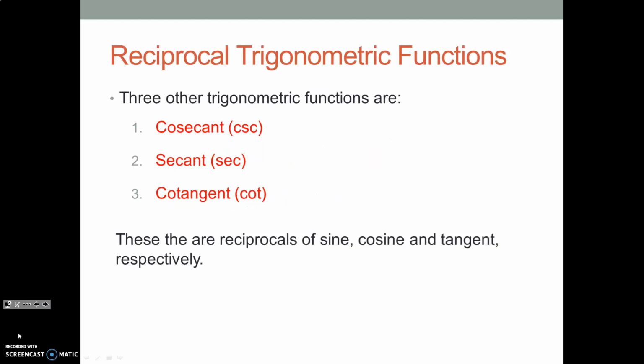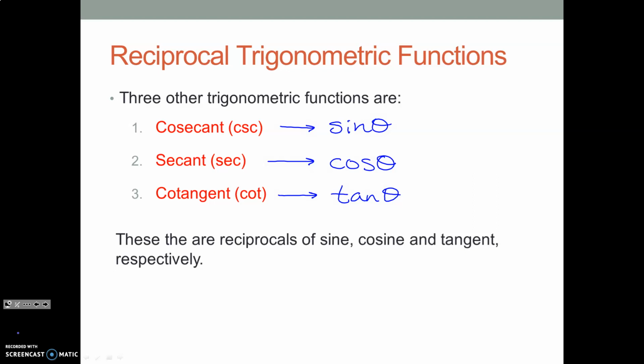So, first off, what are these other 3 trig functions? Well, there is cosecant, secant, and cotangent. And these are the reciprocals of sine, cosine, and tangent. Cosecant is the opposite of sine. Secant is the opposite of cosine. And then cotangent is the opposite of tangent. And with cotangent, that makes sense that it would be the opposite there.